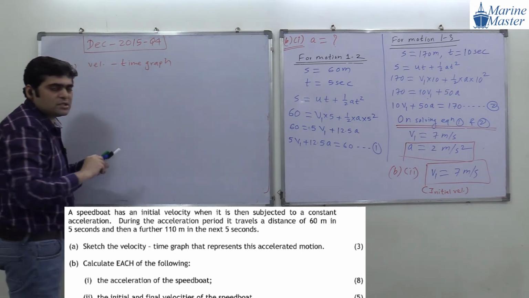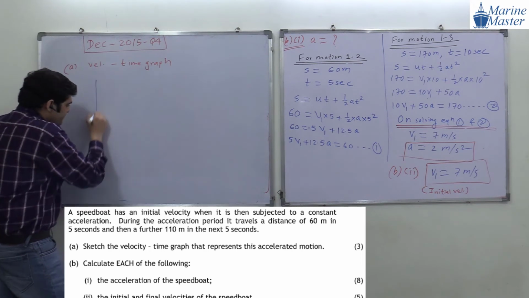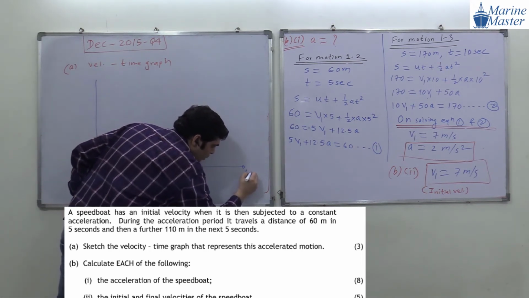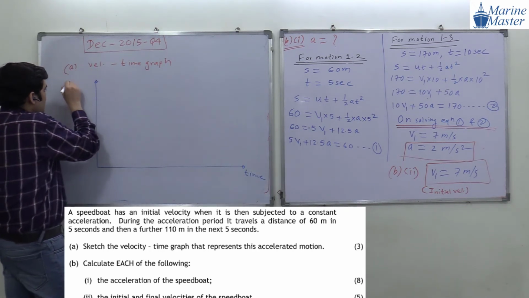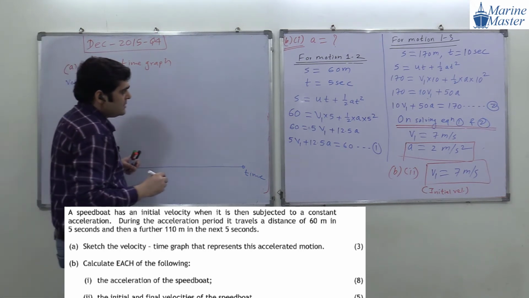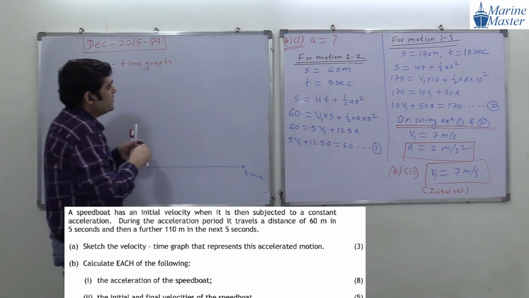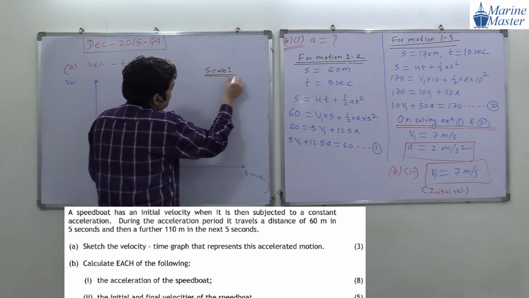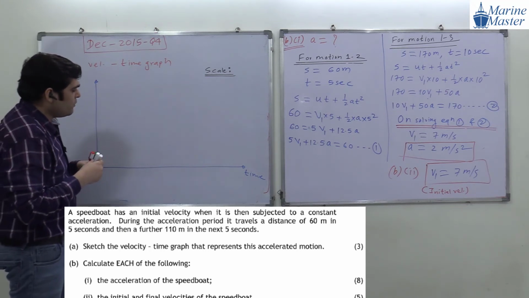Now how to do this velocity time graph, guys? Very simple one, not that difficult. As always, time on the x-axis and velocity on the y-axis. Now try to see the scenario here. Always try to represent this whenever there is a graph question. Scale is most important. Without scale, don't do anything in a graph question.